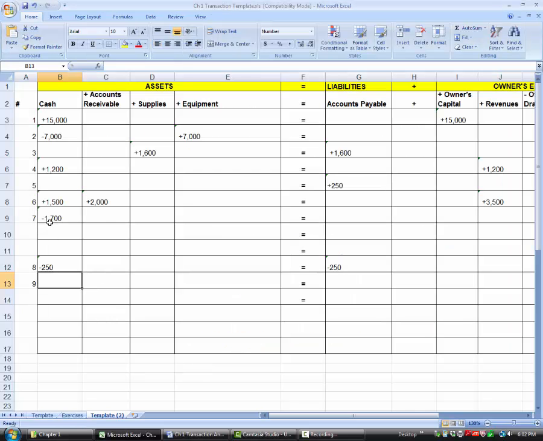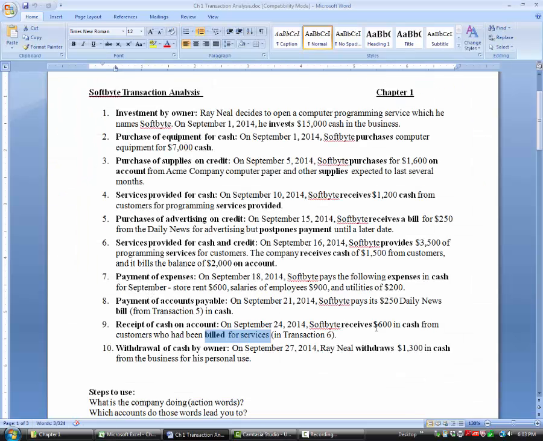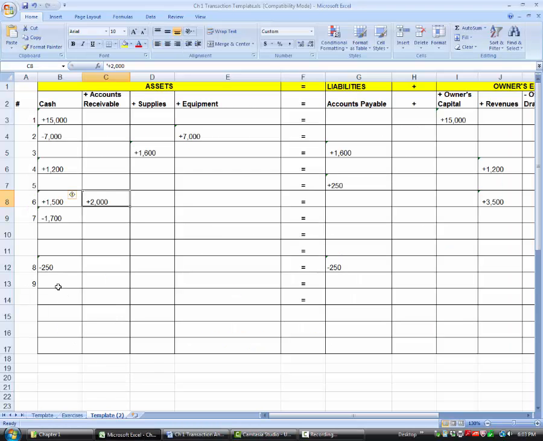So let's think about what happened in transaction 6. We see here that in transaction 6, Softbyte performed $3,500 worth of services, some of which was paid for in cash and the other is still to be received from customers. And what it's saying now in transaction number 9 is that some of this money is being received from our customers. I'm sure the owner, Ray Neal, is very excited about that because he would want to have the cash in hand. So they receive $600 in cash. That means that cash goes up. So we say plus $600 under cash.